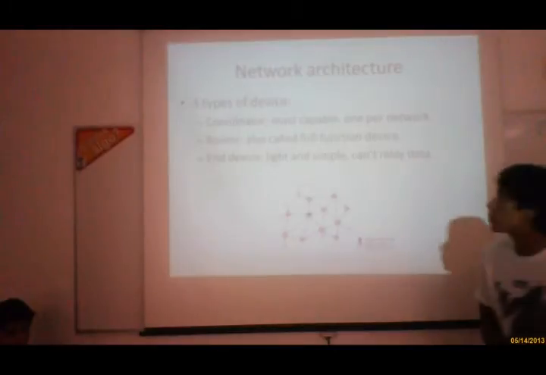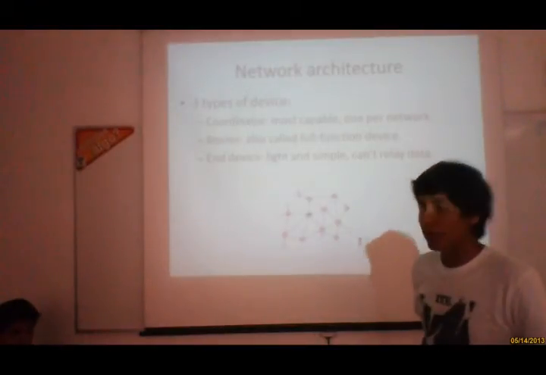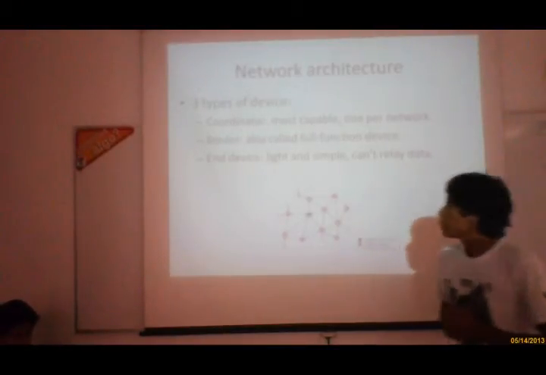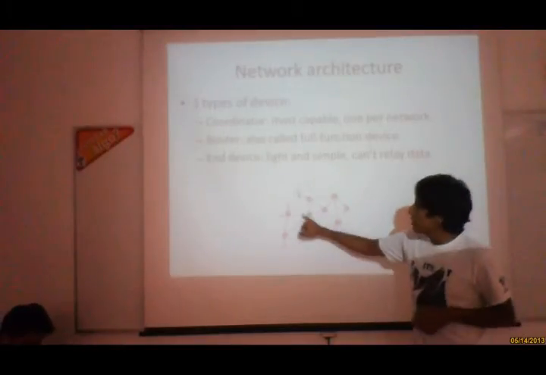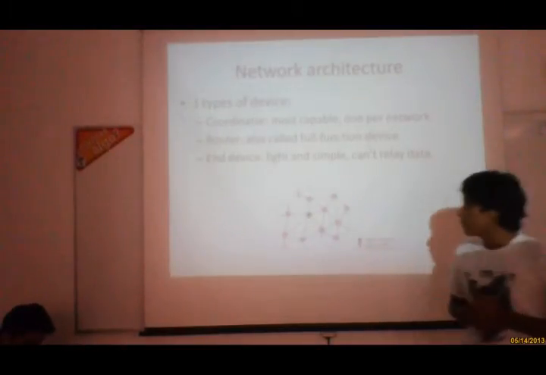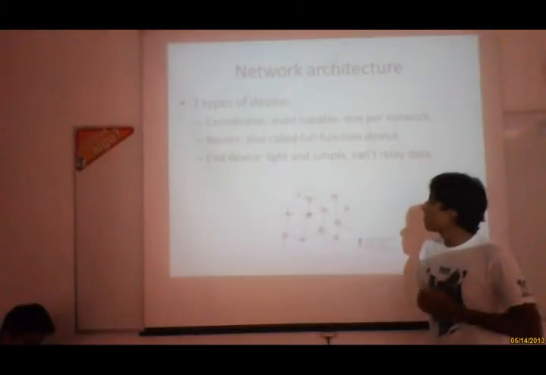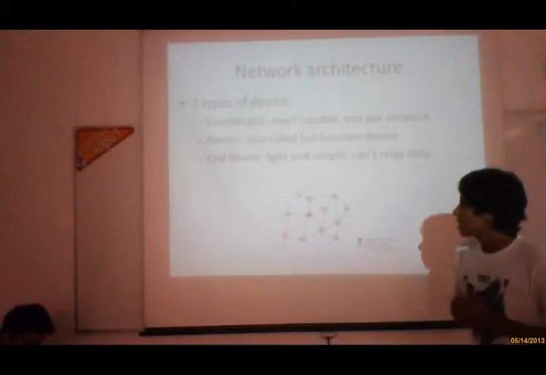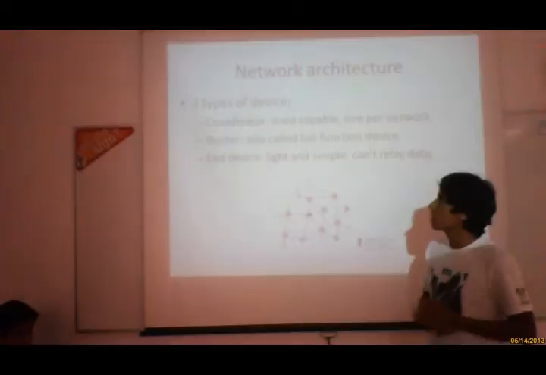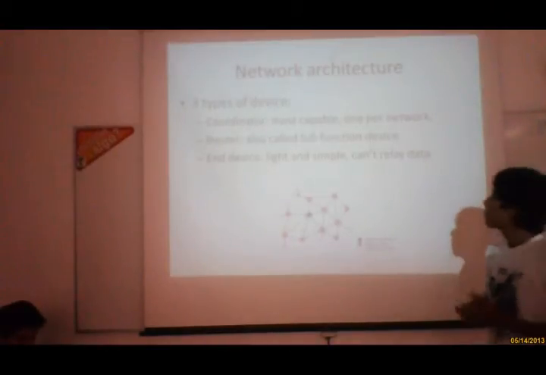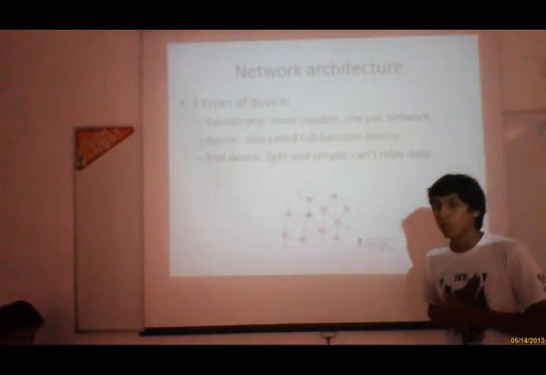Now, talking about the network architecture, we have three types of devices. The first one is the coordinator. The coordinator is this black spot in the middle of the architecture, and it's the one that commands everything. It's the most capable, and there's only one per network.